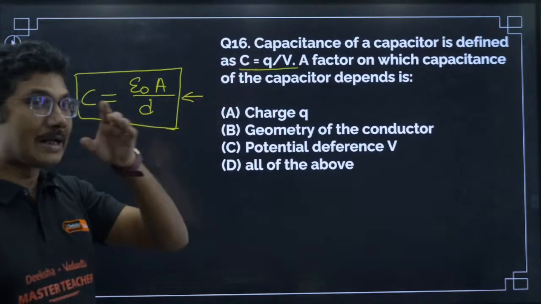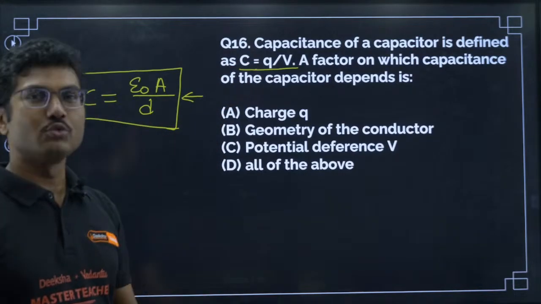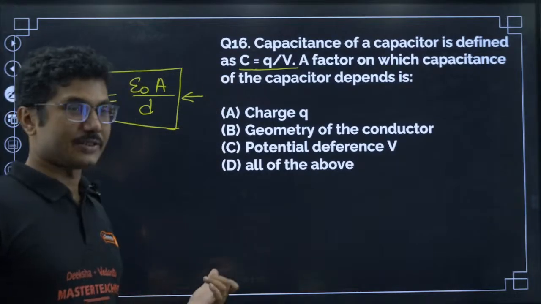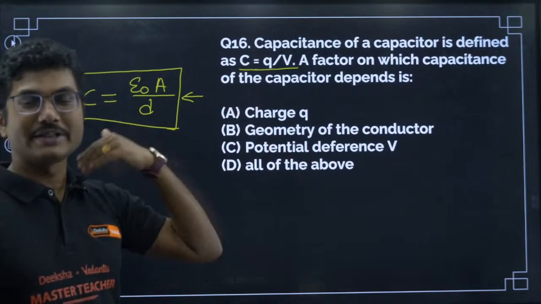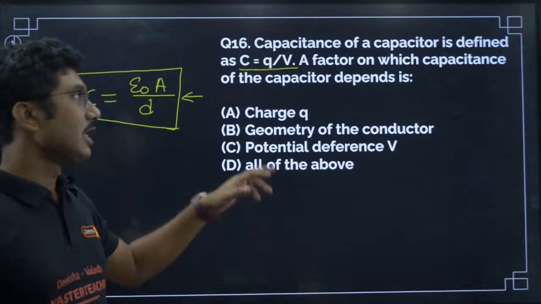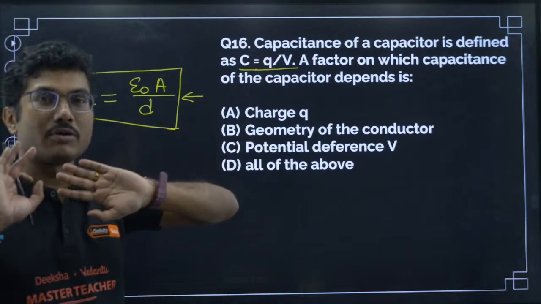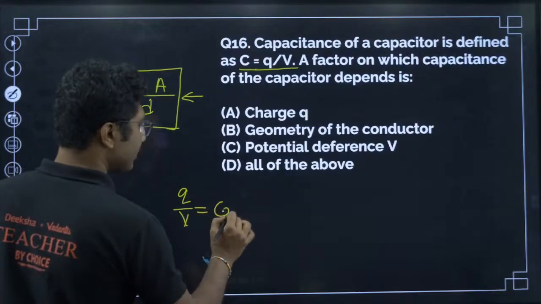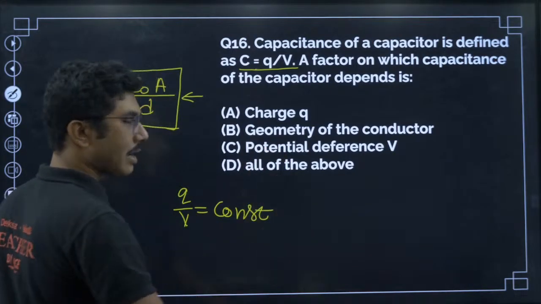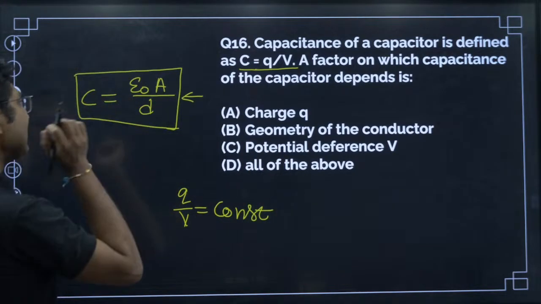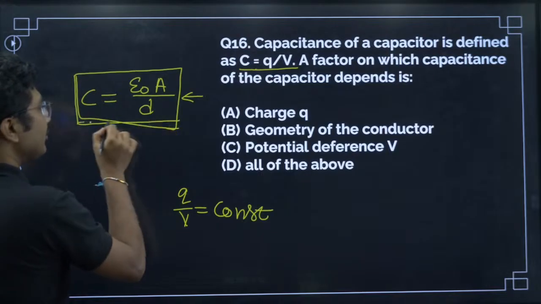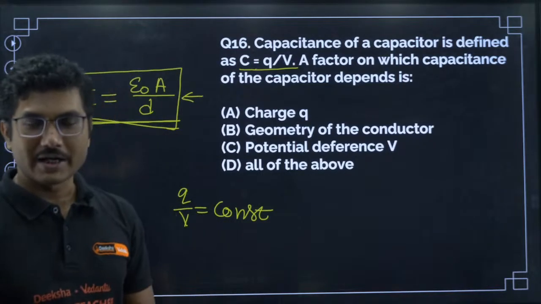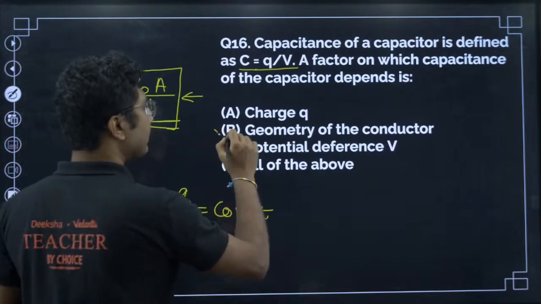If you are using a fixed value capacitor, suppose a 200 microfarad capacitor, the capacitance value is fixed. If you change voltage, charge will change accordingly. The ratio of Q by V is constant, and that constant is called capacitance, and that capacitance depends only on the geometry of the conductor. It does not depend on the charge and voltage.